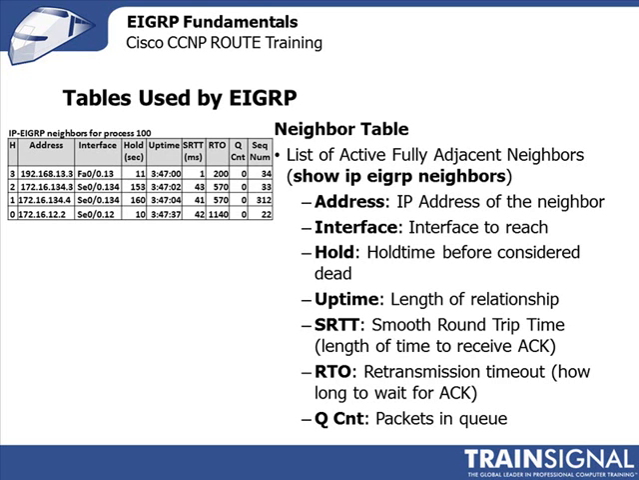The SRTT is the smooth round trip time, and this is one of the things that's used to understand how long it's taking to receive an acknowledgement from something that's been sent out. This is one way you can look and actually see if perhaps there's congestion in the network that's causing issues. RTO is the retransmission timeout, how long to wait for an acknowledgement before again sending things out. And then the queue count is the number of packets that are in queue waiting. You can see that there are 0 in this particular neighbor table that we have transmitted. But these are some of the things to look at and understand in terms of relationships between EIGRP neighbors.